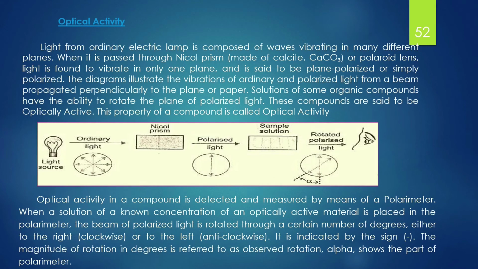When a solution of a known concentration of an optically active material is placed in the polarimeter, the beam of polarized light is rotated through a certain number of degrees, either to the right, clockwise, or to the left, anticlockwise. Anticlockwise is indicated by the sign negative, whereas clockwise is indicated by the sign positive. The magnitude of rotation in degrees is referred to as observed rotation, alpha, shown on the polarimeter.